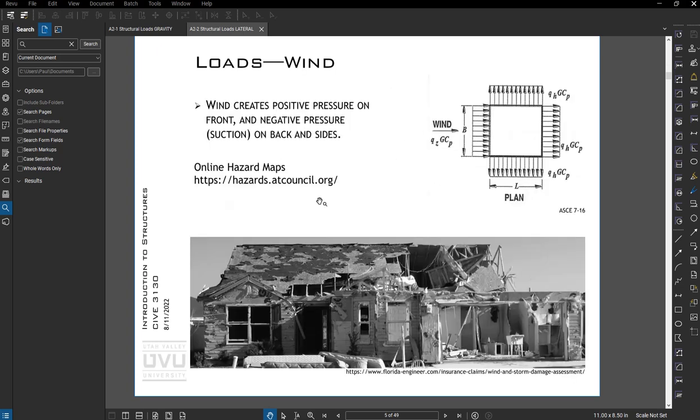Okay, so we'll talk a little bit about wind loads first. As the wind blows, in this case from left to right, it creates positive pressure on the windward face, negative or suction on the back face, we call that the leeward, and then suction on the side faces.